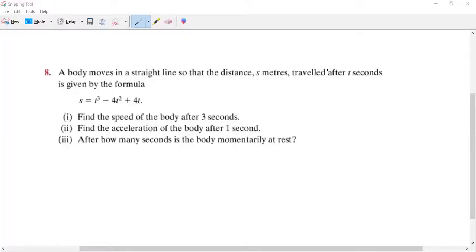And we'll finish on question 8. A body moves in straight lines, so the distance s meters traveled after t seconds is given by this cubic formula here. Find the speed of the body after 3 seconds. Find the acceleration of the body after 1 second. After how many seconds is the body momentarily at rest?